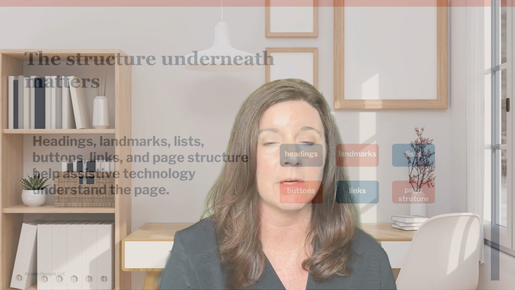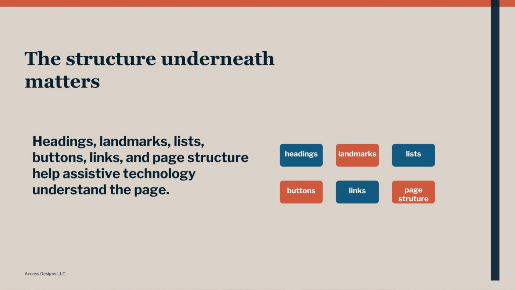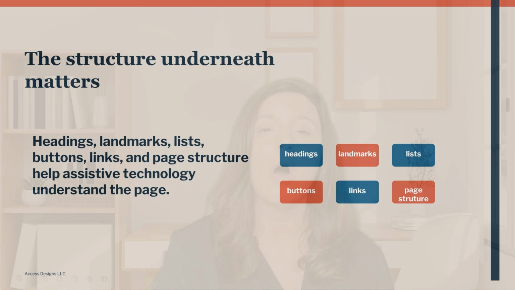Moving on, there's also the structure of the website itself to consider. Things like headings, landmarks, lists, buttons, links, and page structure all help assistive technology understand the page. A website can look great on the front end, but if the structure underneath is not set up correctly, it can still be confusing or unusable for people using assistive technology.